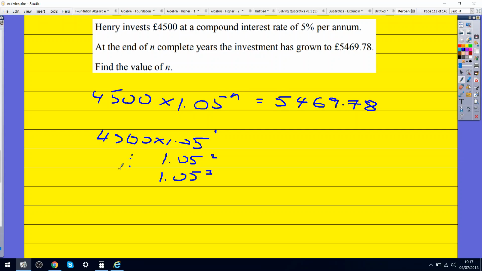Yeah, it's 4. So to the power of 4 here. Yeah, that's it. So n equals 4. And that's just because it's a calculator question. It's the easiest way to do it. Yeah, they did it the same way.